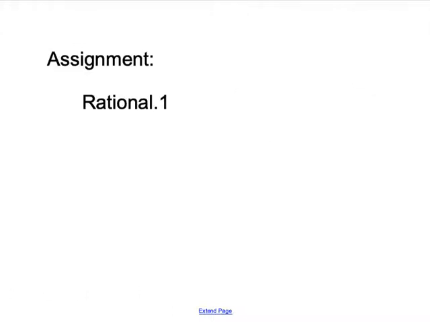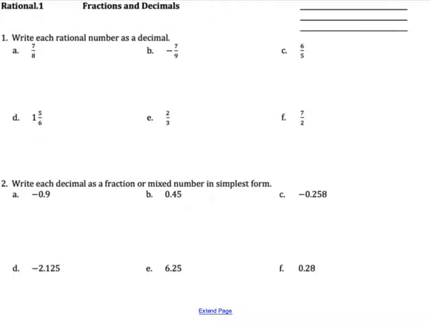Okay, now let's look at what you're going to be doing on the assignment. On number 1, write each rational number as a decimal. You will be doing long division on all of these. Number 2, write each decimal as a fraction or mixed number in simplest form. You will be changing each of these into a fraction and reducing.